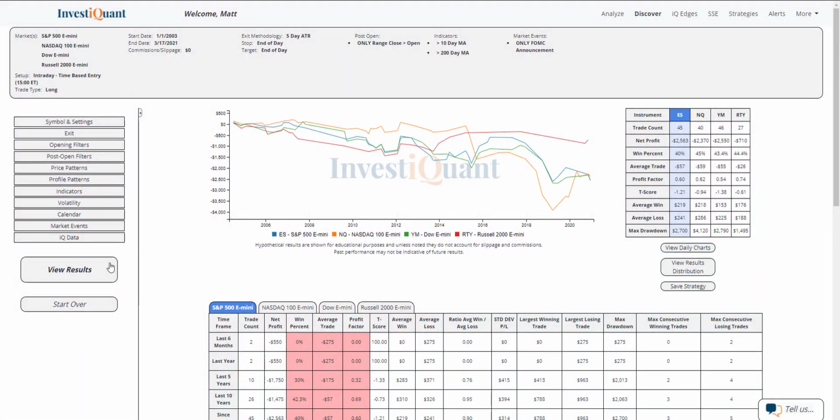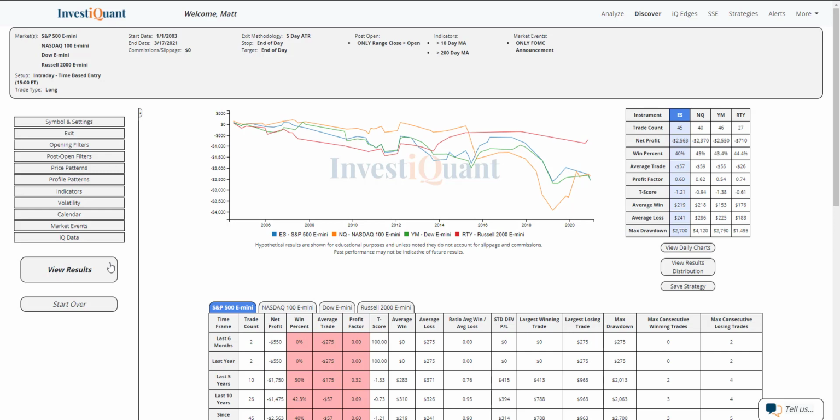And here we go. These are the results of going long at 3 p.m. Eastern Time, exiting at the close of regular trading hours, which is 4:15 p.m. Eastern Time, when you are trading above the opening print at 3 p.m. on the FOMC announcement day in a similar market environment, which I have as above a 10 and above a 200-day simple moving average. Historically, this has taken place 45 times in the S&P dating back to 2003.